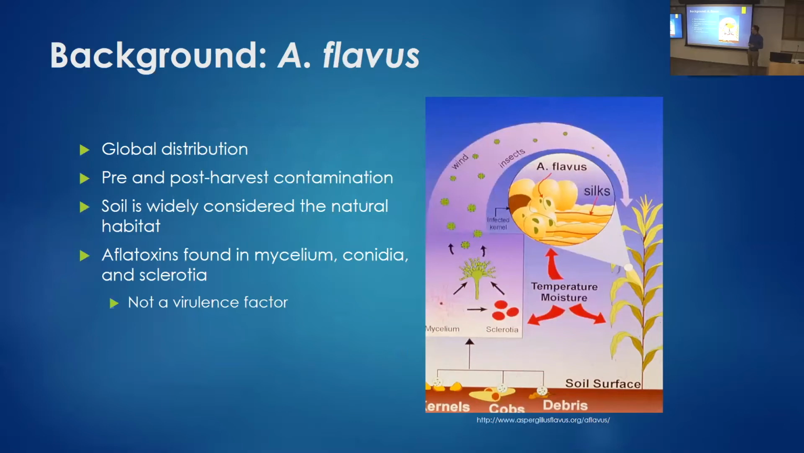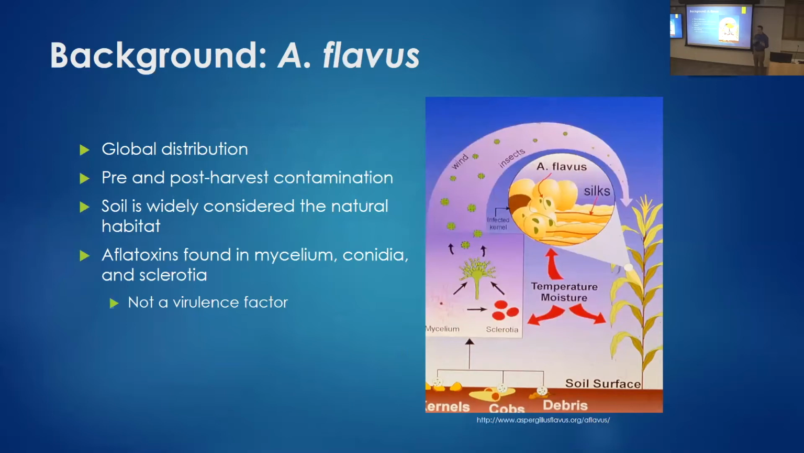And because of the spores being distributed everywhere, it can get into crops while they're in the field. In maize, it infects the silk. It grows through the silk and then gets into the kernels. But it can also be a post-harvest issue because it's just in the air everywhere.